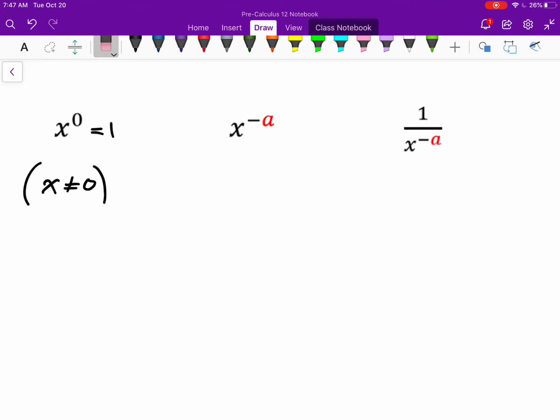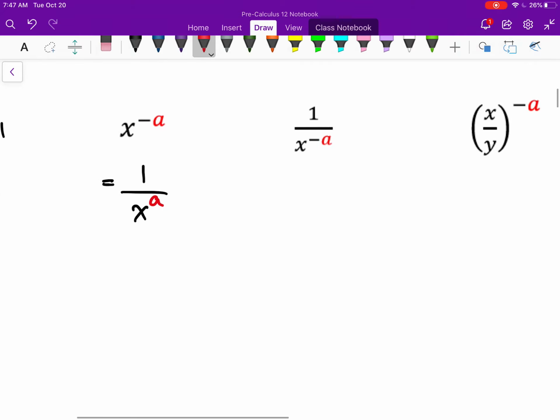Really going into grade 10 here, a negative exponent means repeated division, whereas a positive exponent means repeated multiplication. So in this case, I can think of this as 1 divided by x, a times. So 1 over x to the power of a. And in practice, we notice negative exponents are equivalent to positive exponents in the denominator. What if you already have a negative exponent in the denominator? That's the same as a positive exponent in the numerator.